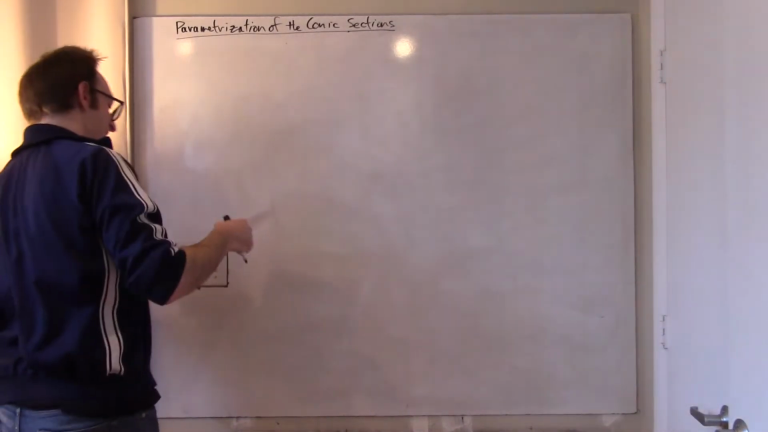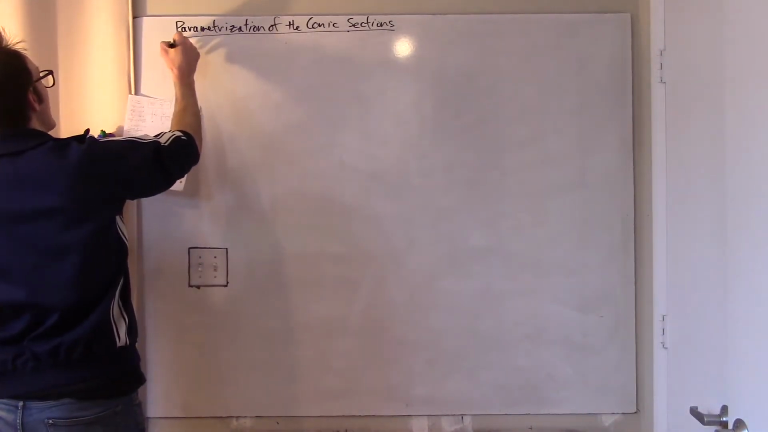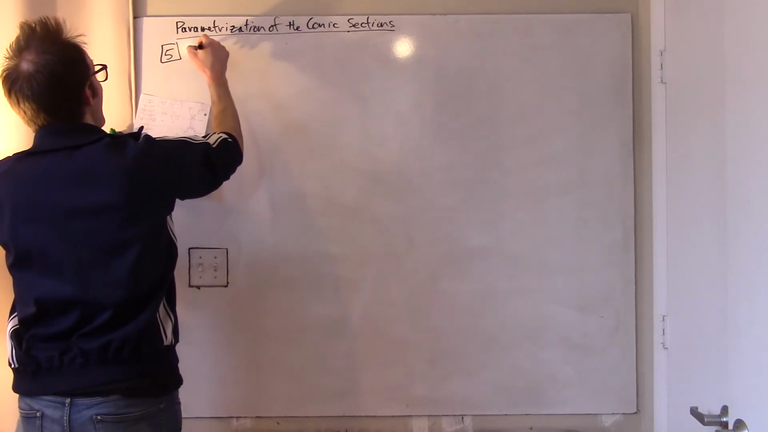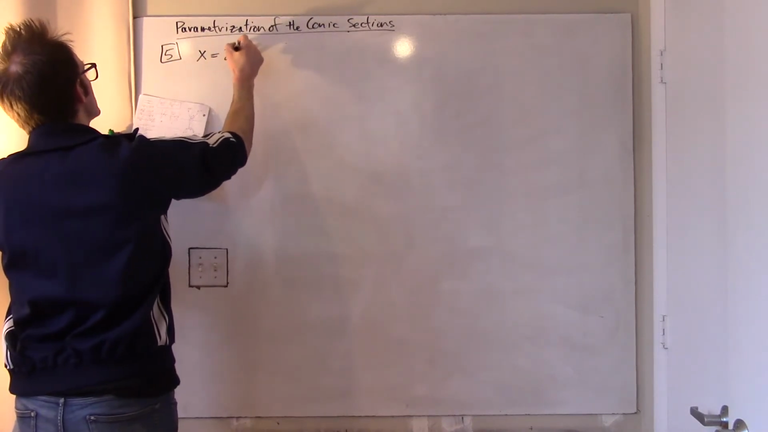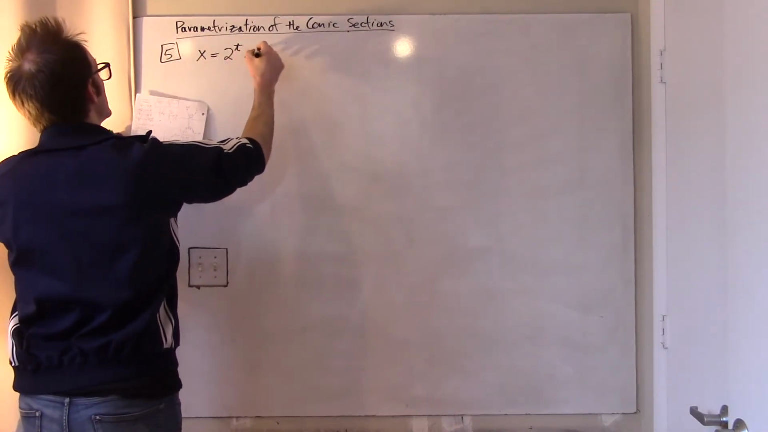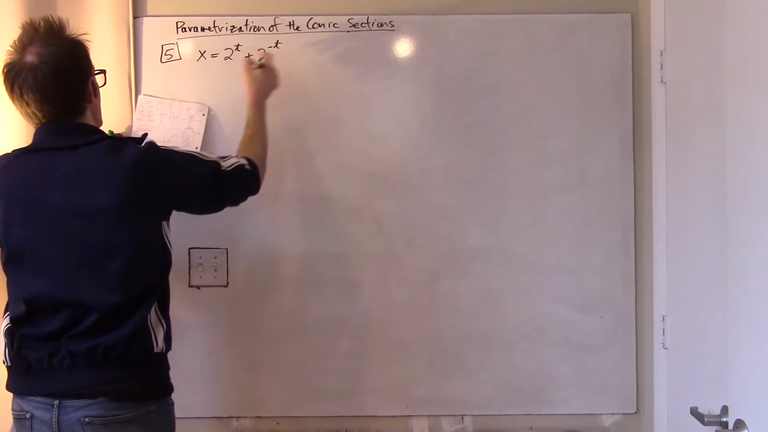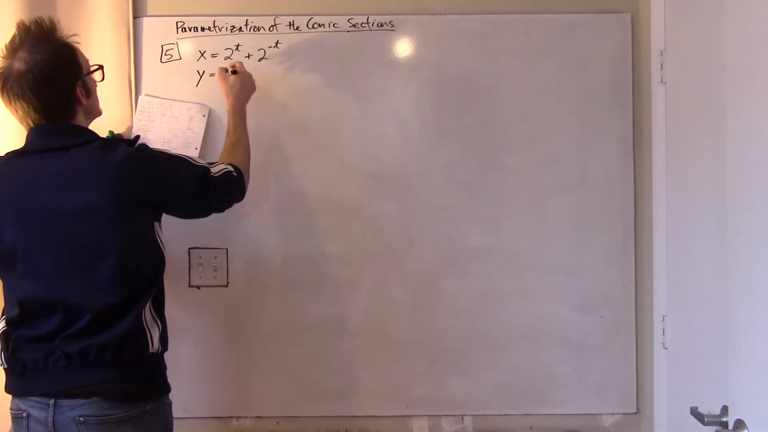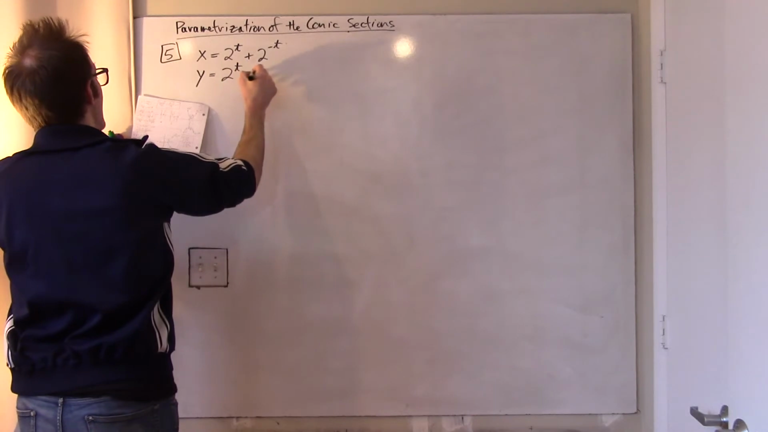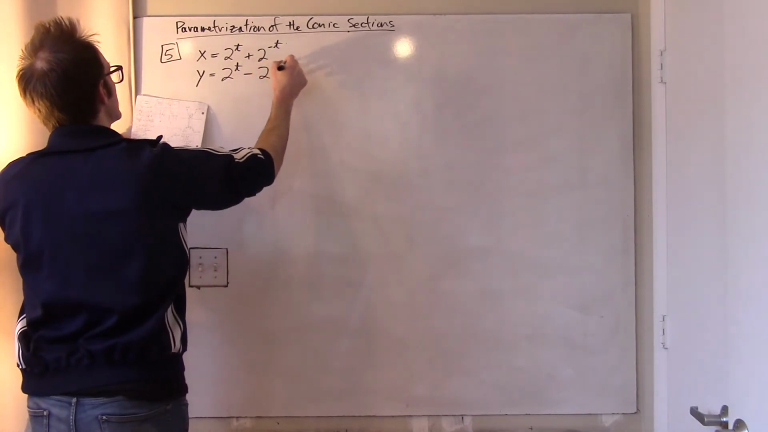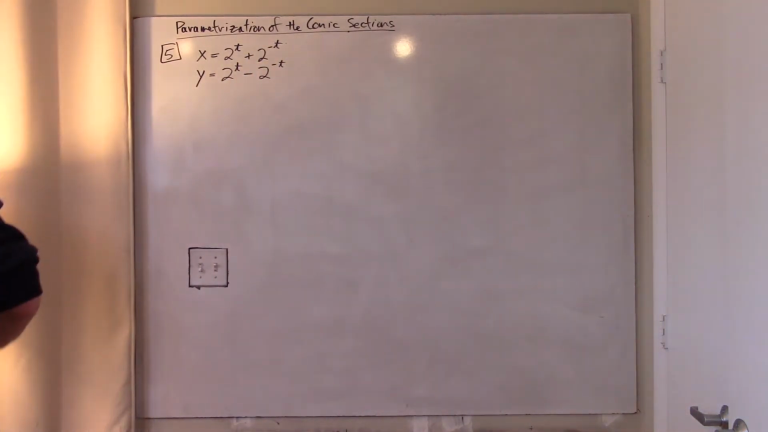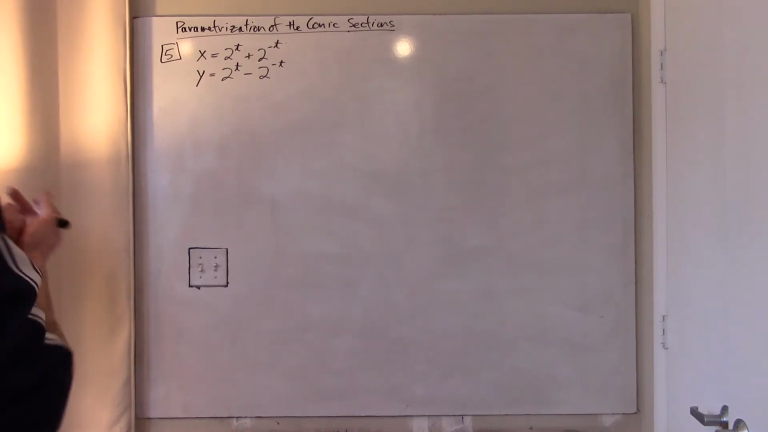Number 5 is the following problem. x equals 2 to the t plus 2 to the negative t, and y equals 2 to the t minus 2 to the negative t. Okay, what can we say about these curves?